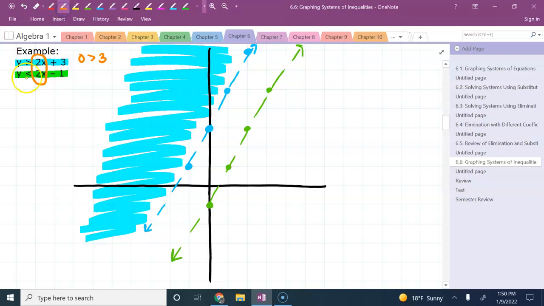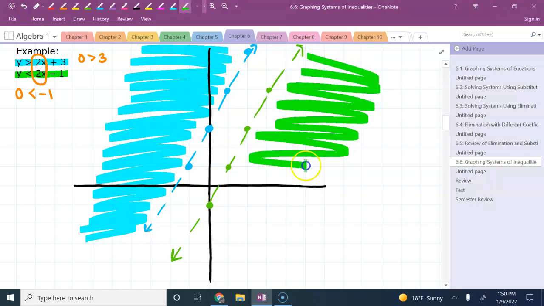So again, if you want to put in 0, 0, 0 goes in for y, less than 2 times 0 in for x would be 0, minus 1 would be -1. 0 is less than -1. That's false. So I don't want to include 0, 0 on the green line either. So 0, 0 would be over here. So I want to shade on the other side. So you will shade off to the right.